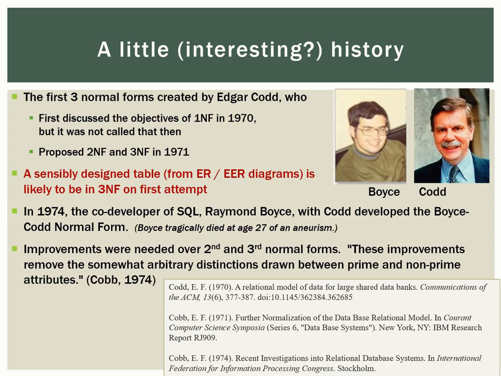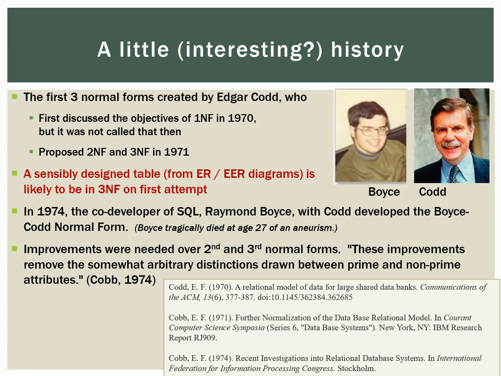So a little history around normalization. The normal forms, the first three that we've studied, were created by Edgar Codd, who in 1970 talked about normalization. It was not called first normal form in 1970 because there was only one normal form. But then in 1971, E.F. Codd expanded and added in 2NF and 3NF.